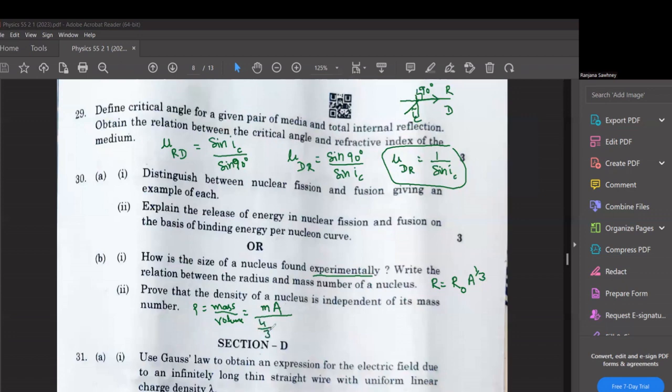And the volume, as the nucleus is a sphere, is 4 by 3 pi r cube. Substituting r is equal to r naught A raised to the power 1 by 3, we get 4 upon 3 pi r naught cube A. A and A cancel out. So this is the expression for the nuclear density, which is independent of the mass number.